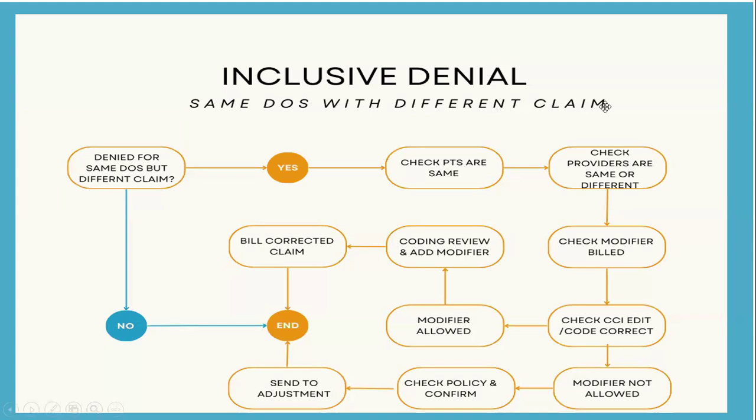Same DAS, but in a different claim. See how we need to handle this kind of denial: when you're opening a claim and seeing an inclusive denial, what do you need to do? You check, is there any other CPT code available in the claim?